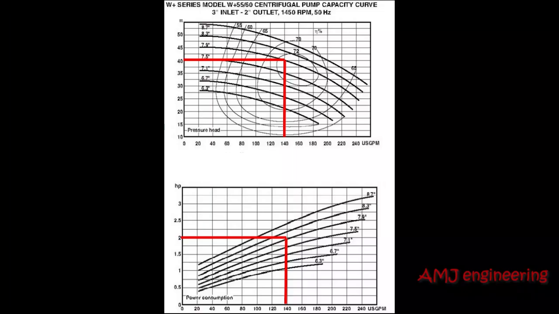It is common practice to size the motor for the end of curve horsepower requirements. In the example shown here, even though 2 horsepower is required for a flow of 140 GPM with 40 feet head, the end of curve horsepower requires a 2.5 horsepower motor to be used.